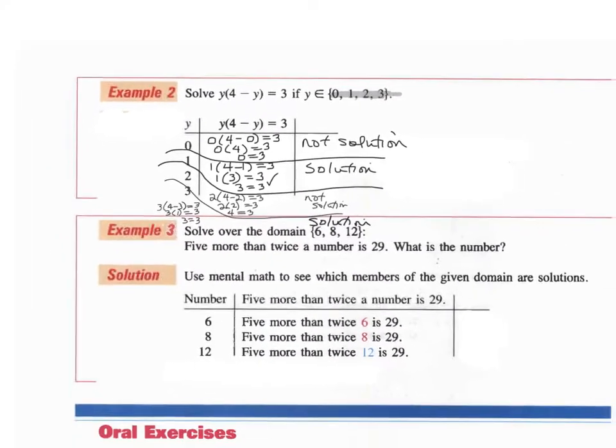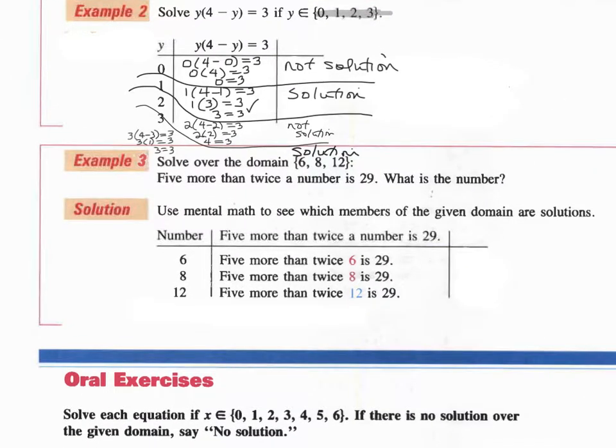Okay, the next one, it says to use that domain, 6, 8, and 12. And then the problem they're giving you is saying 5 more than twice a number is 29. What is the number? So again, they want you to do mental math. So I sort of left what you should have filled in. So 5 more than twice 6 is 29. So here, what is twice 6? Okay, and what's 5 more than that? Is that 29? Nope, so that one's gone.